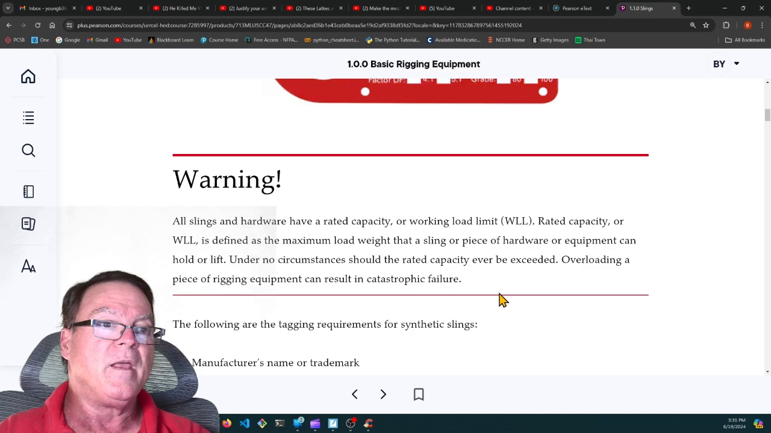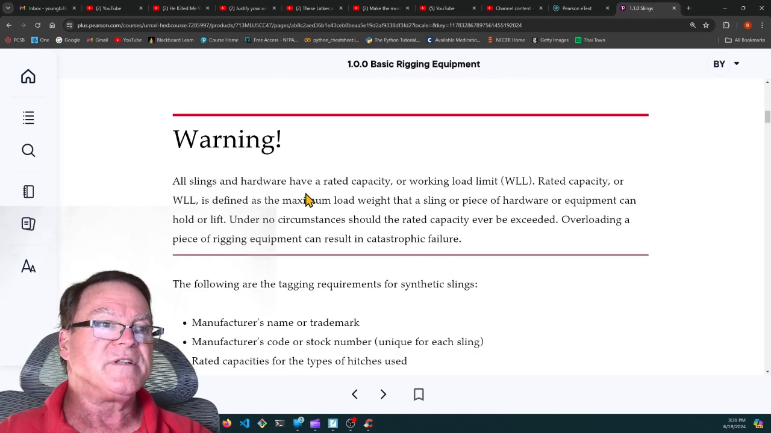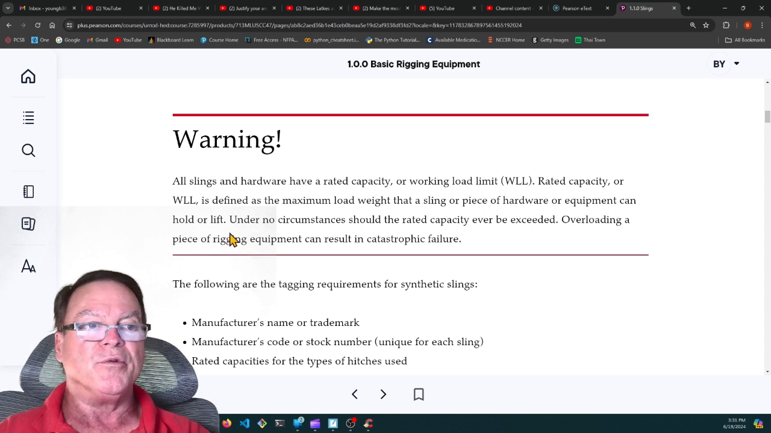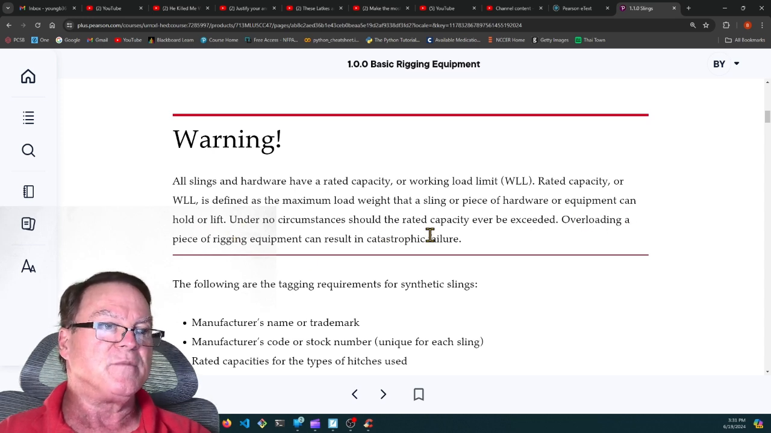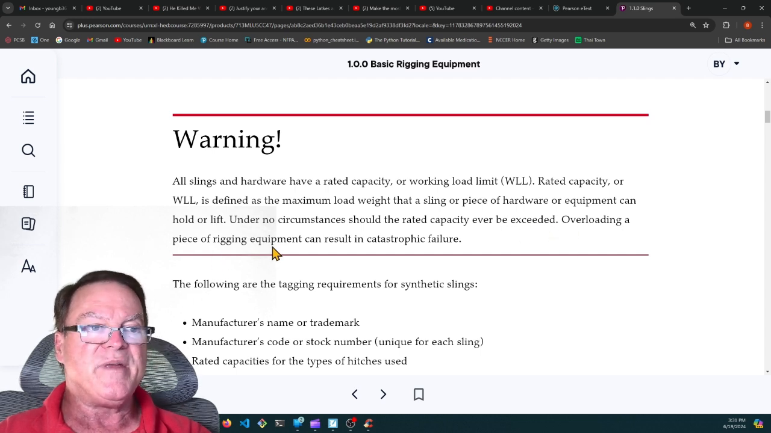It says, warning, all slings and hardware have a rated capacity or working load limit, the WLL. Rated capacity, or WLL, is defined by the maximum load weight that a sling or piece of hardware or equipment can hold or lift. Under no circumstances should the rated capacity ever be exceeded. Overloading a piece of rigging equipment can result in catastrophic failure.